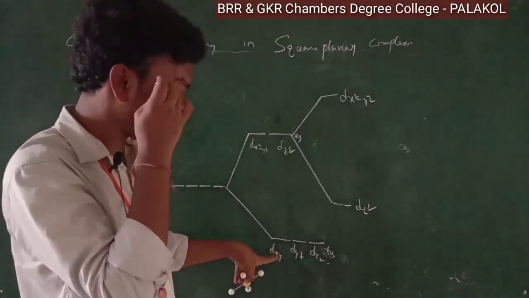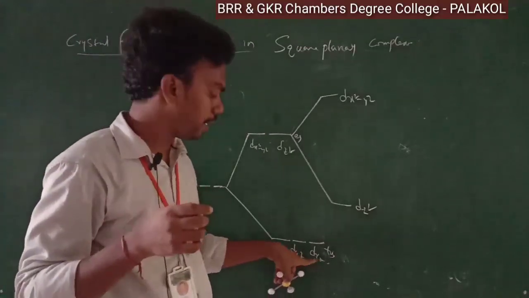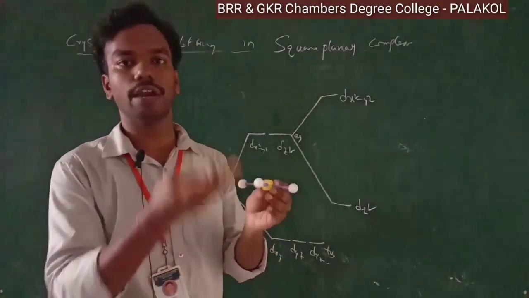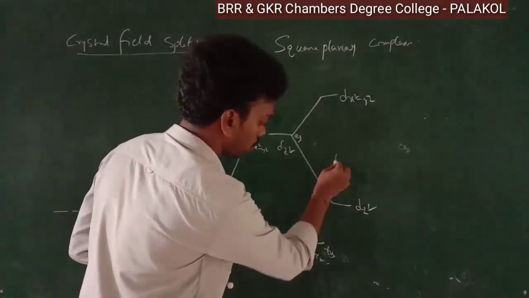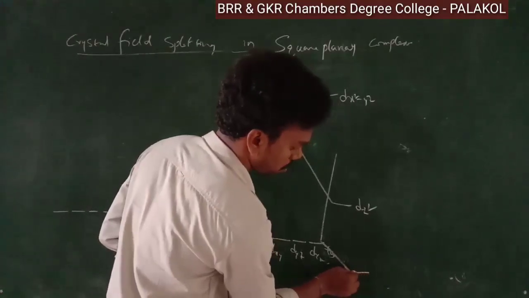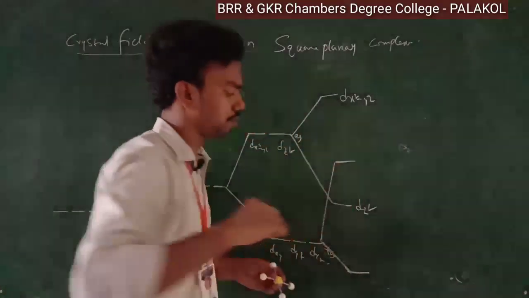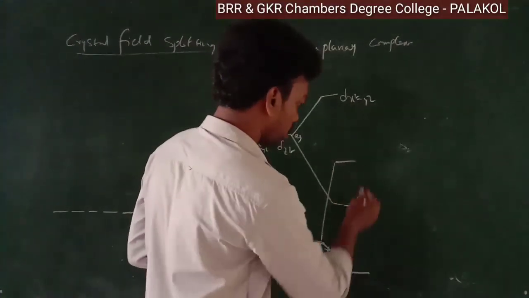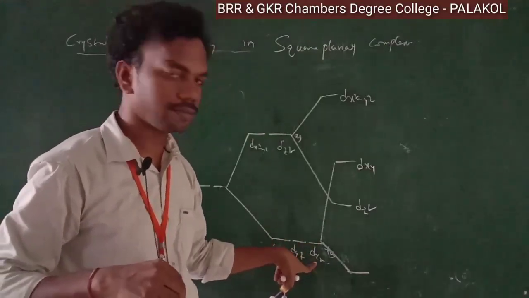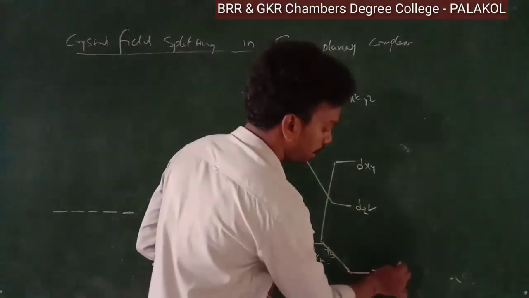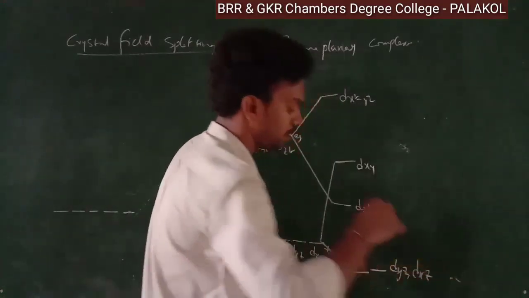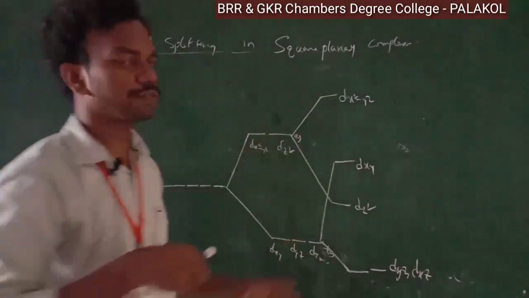Now coming to dxy, dyz, dxz. The orbitals which have z components have lower energy because no ligands are along the z axis. So dyz and dzx both have z components, so these two are degenerate orbitals, dyz and dxz. So this is the splitting in square planar complexes.